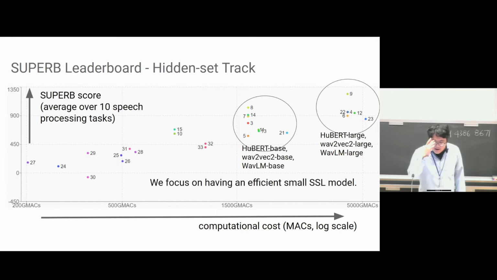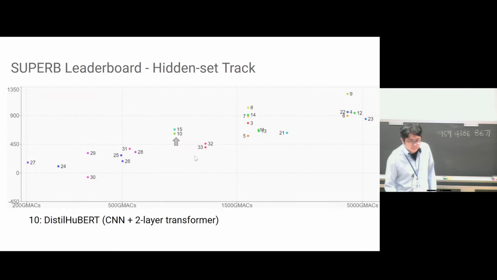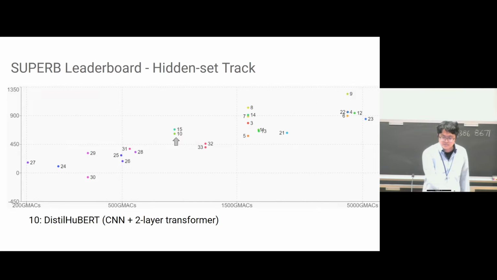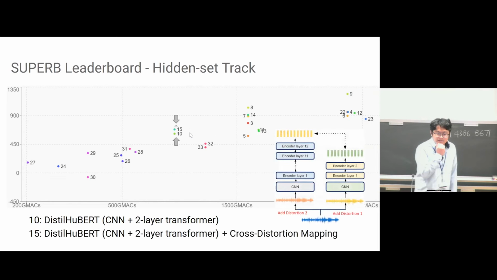But here we are interested in smaller models. So let's take a look at the models smaller than those base models. We also submitted some individual technologies to this SUPERB leaderboard. Number 10 here is the result of DistilHuBERT. DistilHuBERT only has convolutional layers and 2 layers of transformer. It's much smaller than the base model, and its performance is a little bit worse, but you can say it's still comparable to the base model.